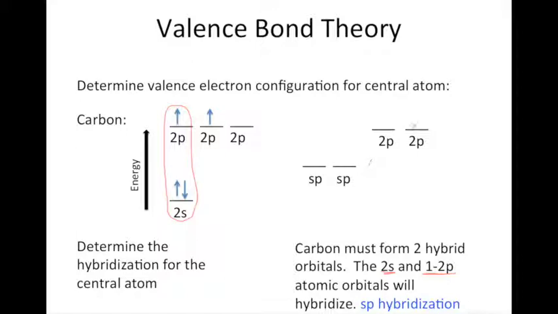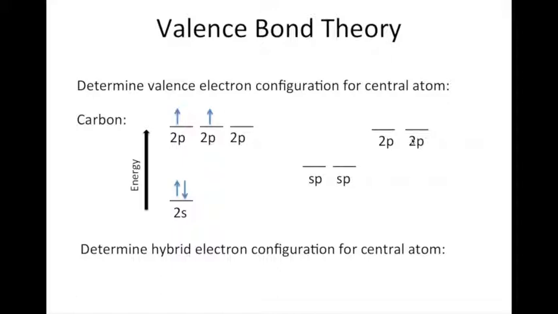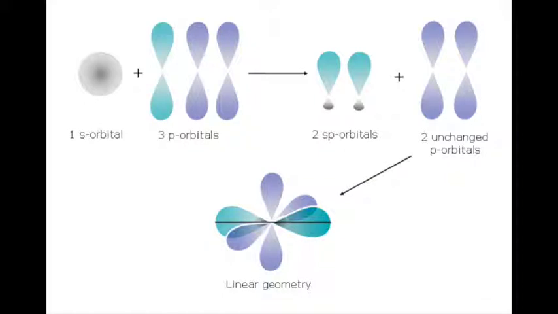Here's our sp and our 2 unhybridized p orbitals. Now let's place our electrons. We have 4 electrons, and again, this is for each carbon. We put 1 electron into our hybrid orbitals, and then we put the remaining 2 in the unhybridized p orbitals. So now let's see if we can draw this. We have our s orbital and our 3 p orbitals, but remember, for sp hybridization, we're only going to take the s and one of our p orbitals. So we form 2 sp orbitals, and we have 2 unchanged, unhybridized p orbitals.